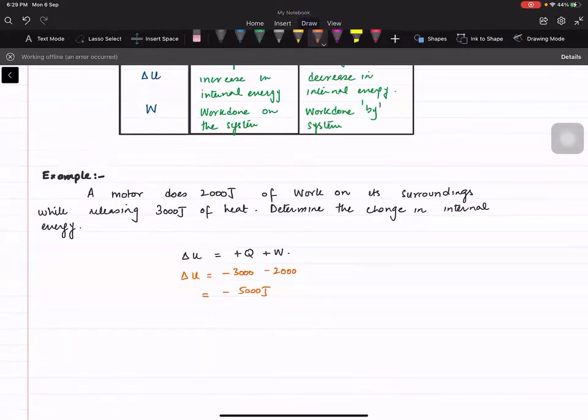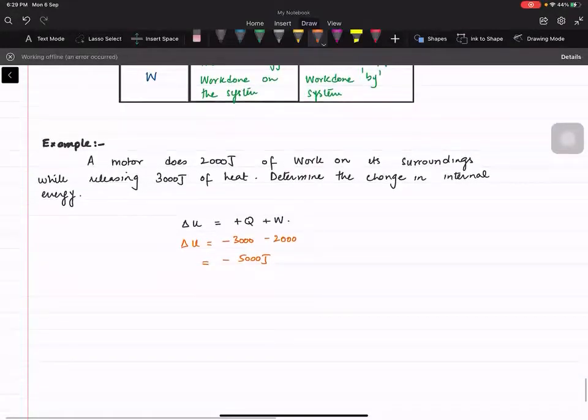Okay, very good. Sir, why minus 2000? Because the motor does work on the surroundings. The motor is the system, right? If the work was done on the motor by the surroundings, then we would add plus. All right. So it is more a test of prepositions rather than physics.